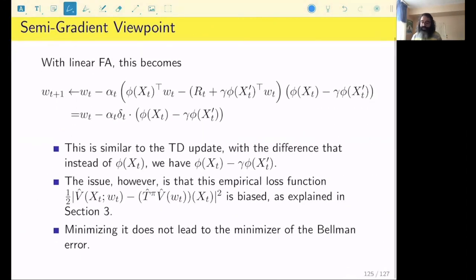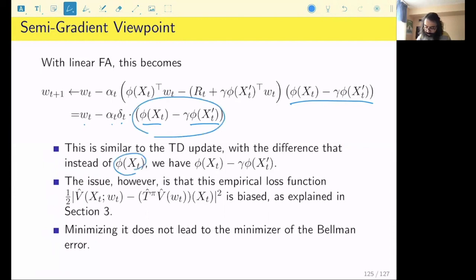And if we do it with linear function approximation, I just substitute, the gradient would change, TD would be the same. So the update would be W_{t+1} becomes W_t minus alpha_t delta_t, the TD error, times phi of x_t minus gamma phi of x_t prime at the next state. So this is similar to the TD update, except that in the TD update, instead of having these two terms, we would have just phi of x_t. So the second term is not there.